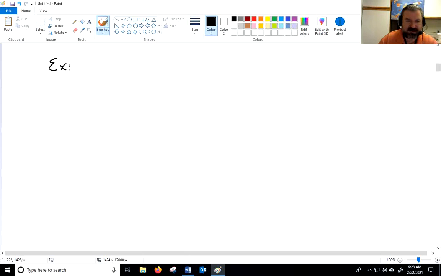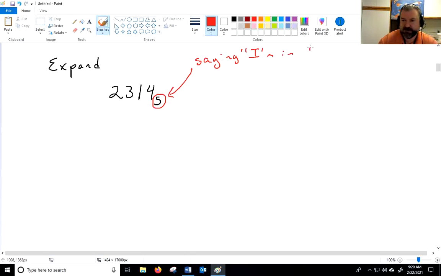So now I want us to expand this number. We're going to expand 2314 that is in base 5. So when I write the little subscript here, this is saying I'm in base 5. So in base 5, the digits we have available to us are 0, 1, 2, 3, and 4. There is no 5 in base 5, just as there's no 10 in base 10.